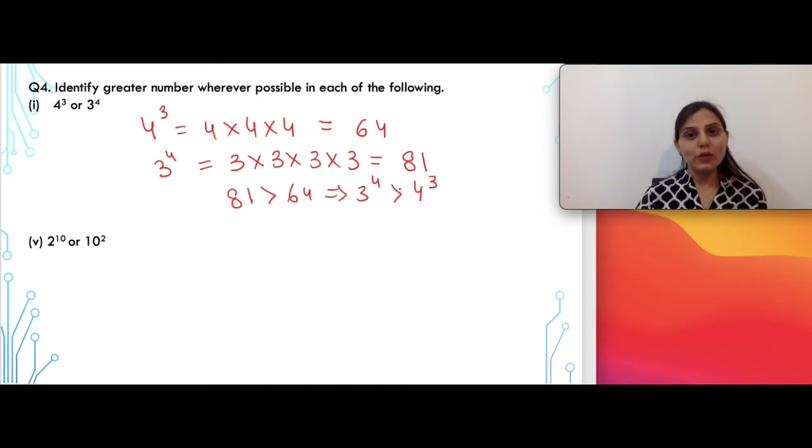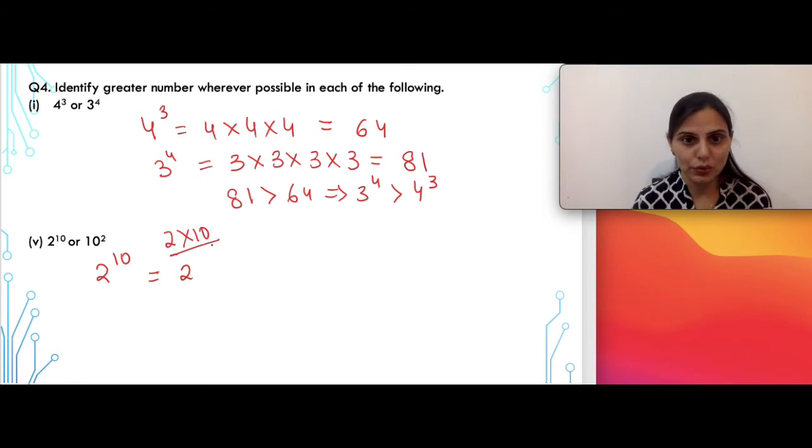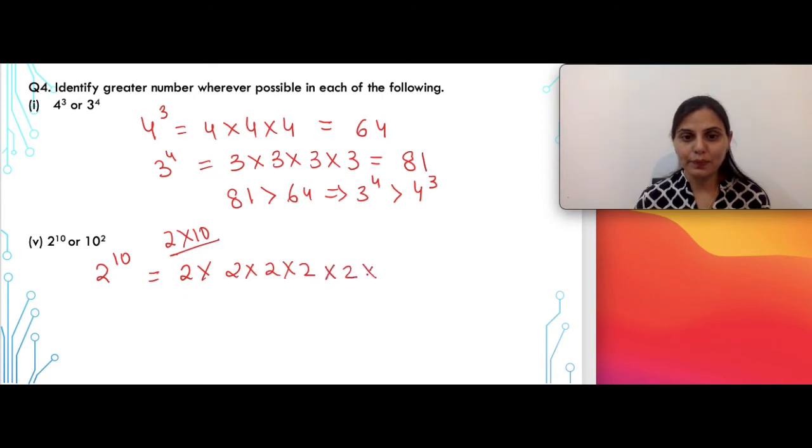Moving on to the next one now. Here 2 raised to power 10 means 2 has to be multiplied 10 times. Please don't mistakenly write it as 2 multiplied by 10. That is not the way we write the solution for this. So this will be 2 multiplied by 2, 10 times we need to write this. So now when you multiply it by 2 10 times, you will get the answer as 1024.